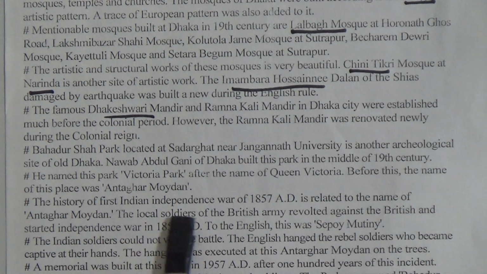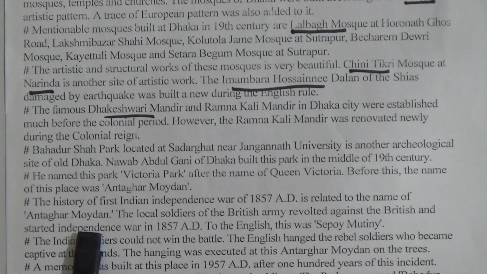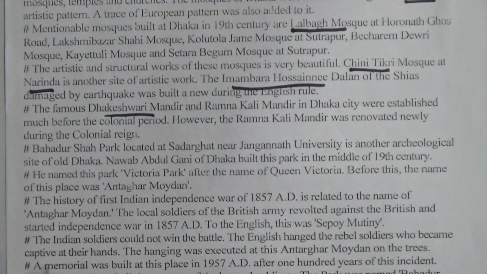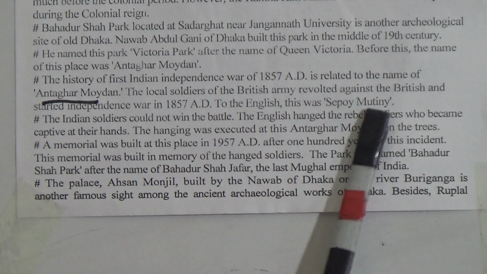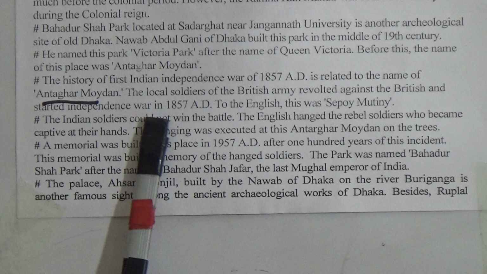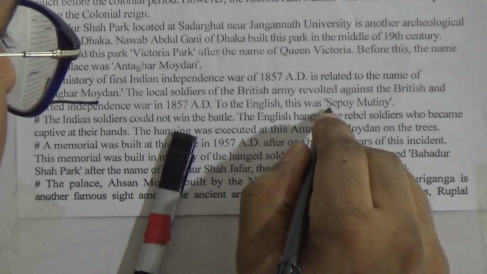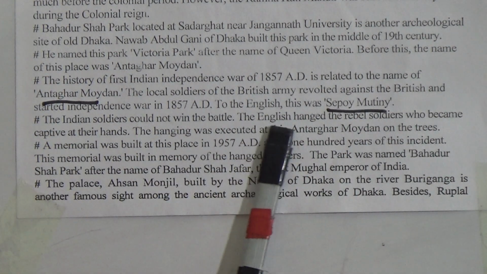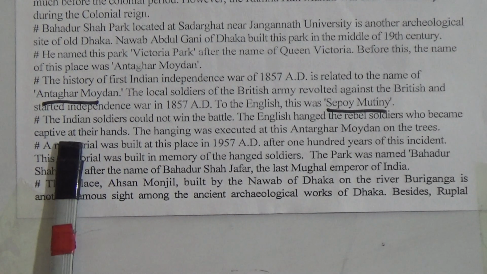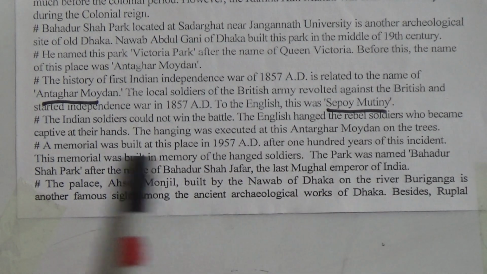The history of the first Indian independence war of 1857 is related to the name of Antaghar Maidan. The local soldiers of the British Army revolted against the British and started independence war in 1857 AD. To the English, this was Sepoy Mutiny. The Indian soldiers could not win the battle. The English hanged the rebel soldiers who became captive at their hands. The hanging was executed at this Antaghar Maidan on the trees.